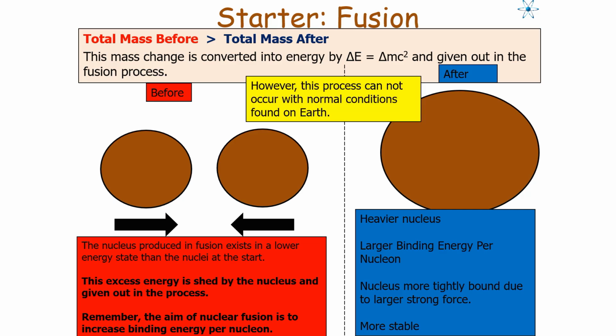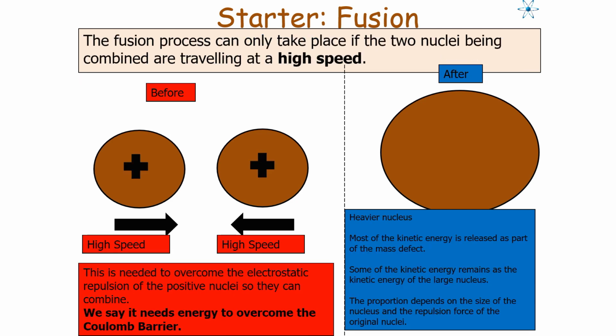But this process cannot occur with normal conditions found on Earth, because this fusion process can only take place if the two nuclei are being combined at high speed. That's because you've got two positively charged nuclei in the process before. So we need to overcome the electrostatic repulsion of the two positive nuclei so that they combine. We say we need energy to overcome our Coulomb barrier of repulsion.